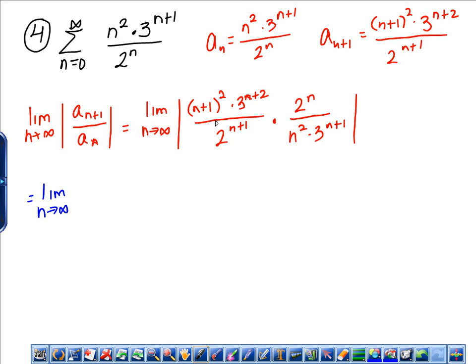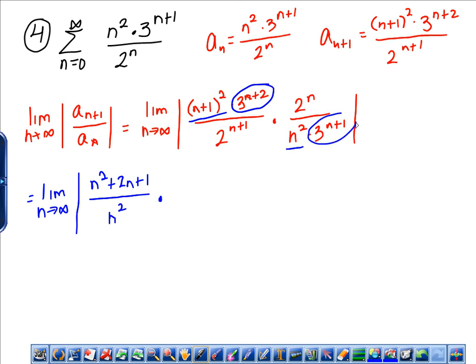All right, so what we need to do is simplify n plus 1 squared over n squared. Now there is no real simple trick to this. You need to just square n plus 1, and that is going to be n squared plus 2n plus 1. And I'm going to put this over n squared. Now we need to simplify this.